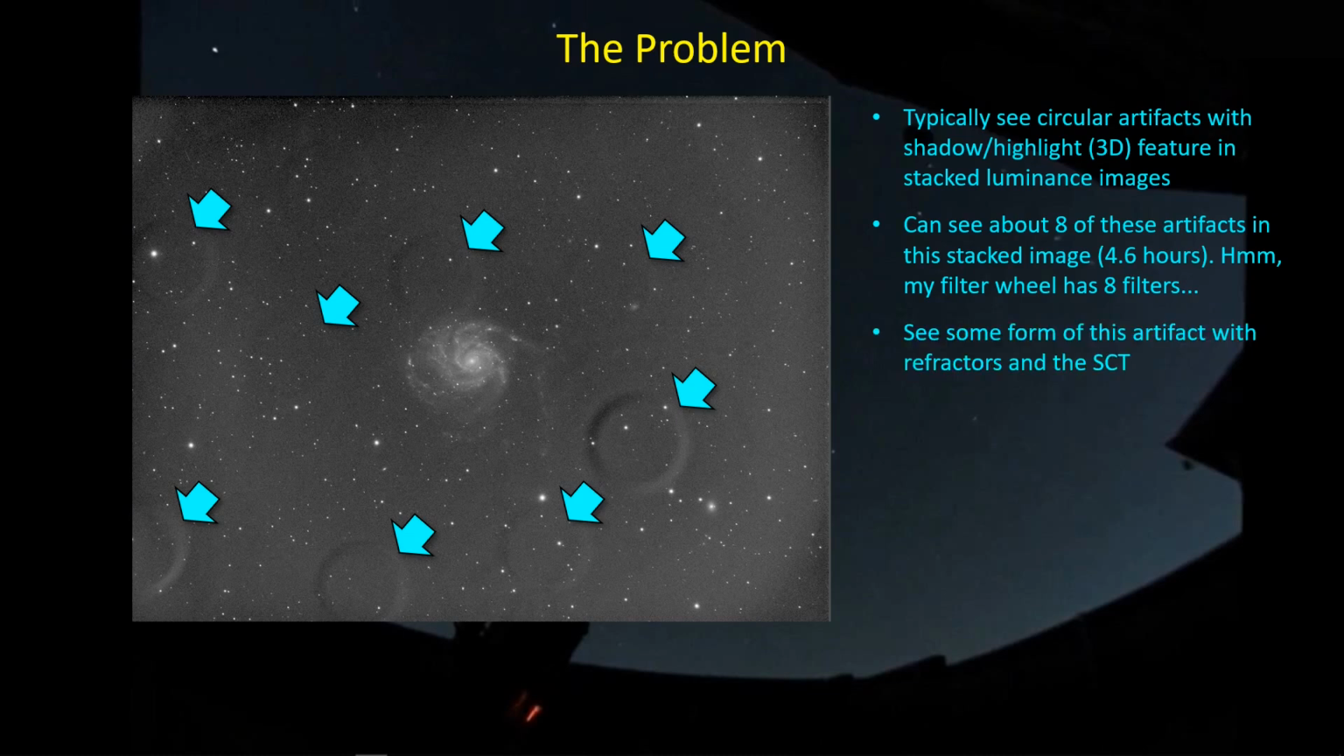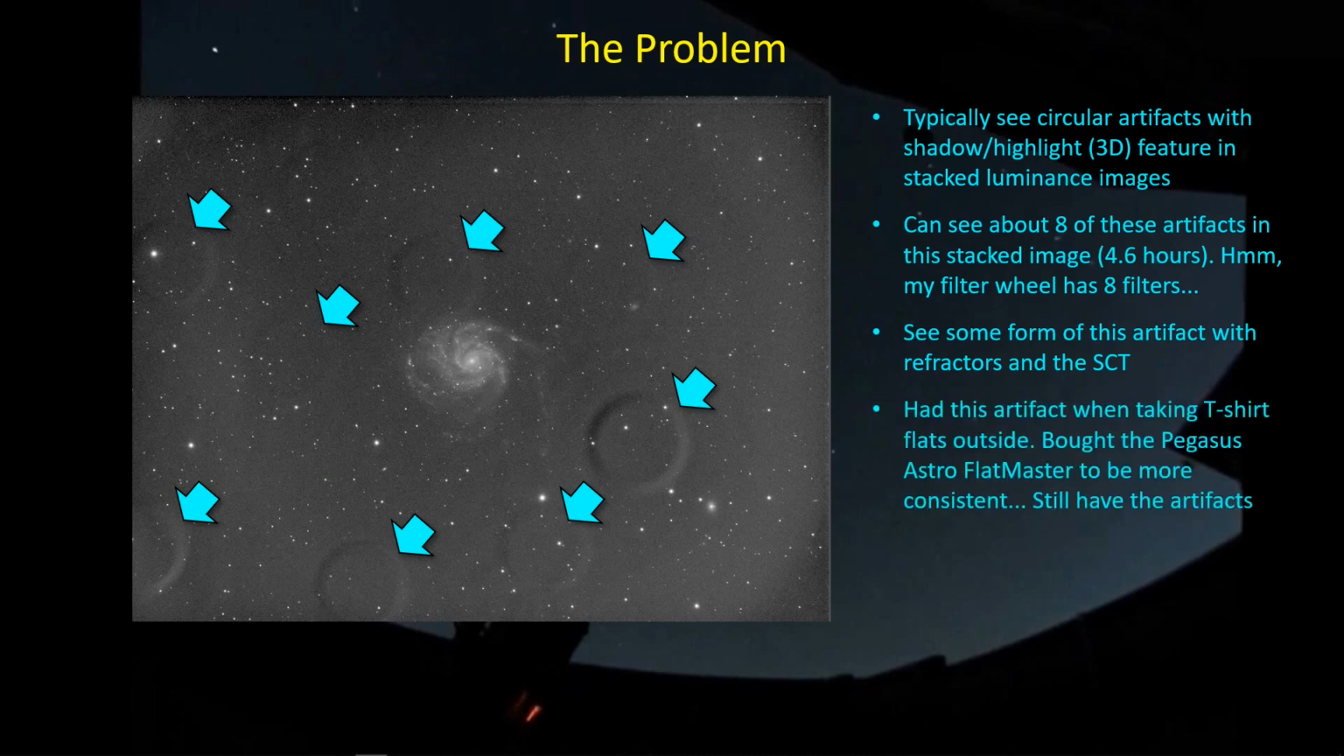Now, I see these artifacts in one form or another with my reflector and my 3 refractors, so it's a fairly common problem, but then my procedure for taking flats is a common procedure as well, so that probably explains that to some degree. I've seen this artifact when taking t-shirt flats outdoors, as I used to do, and that's what led me to buy the Pegasus Astro FlatMaster so that I could maybe resolve this flat artifact issue by being more consistent in the way that I acquire flats. Nope, I still get these artifacts. And at least I'm not seeing the artifacts in my SHO images, and rarely, and certainly not to this extent, in my RGB images.